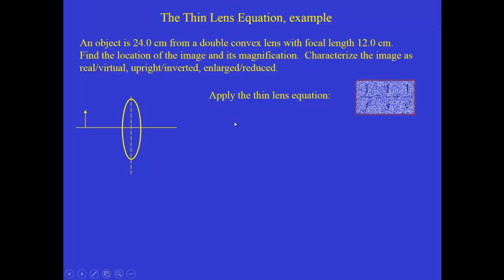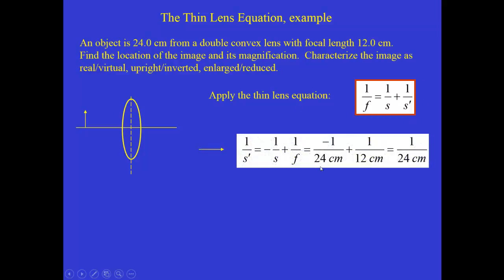So we apply the thin lens equation. We start with that. What are we trying to solve for? We're trying to solve for the image location, so we're trying to solve for S prime. When we solve for S prime, 1 over S prime is negative 1 over S plus 1 over F. Now we can plug in the numbers here and keep track of the signs.